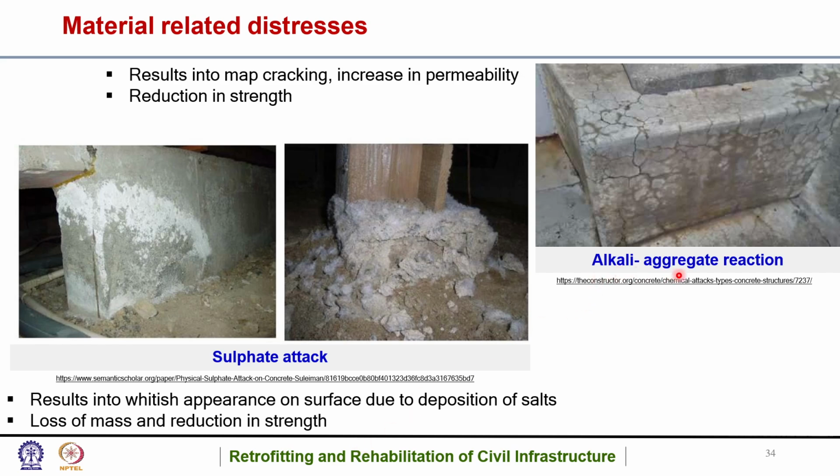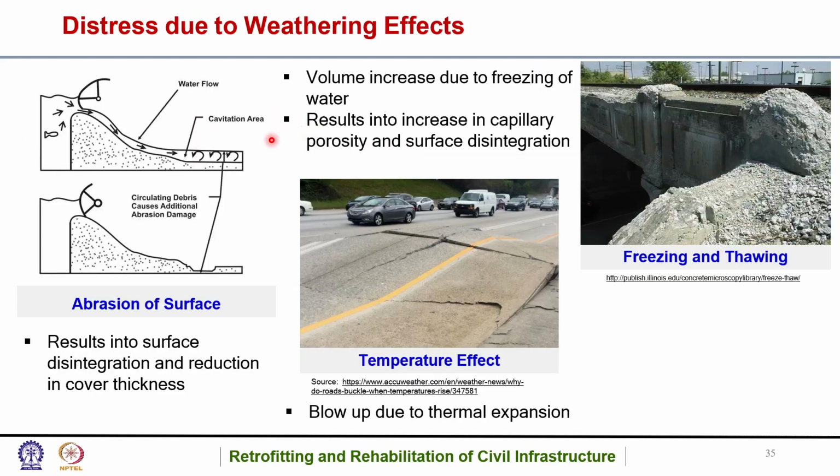And then there is the alkali aggregate reaction. This results in map cracking. Map cracking is basically map-like cracking. If you see a map, the shapes of states and countries are like that. The cracking occurs in that pattern, so it is called map cracking, and this results in an increase in permeability and finally in a reduction in strength.